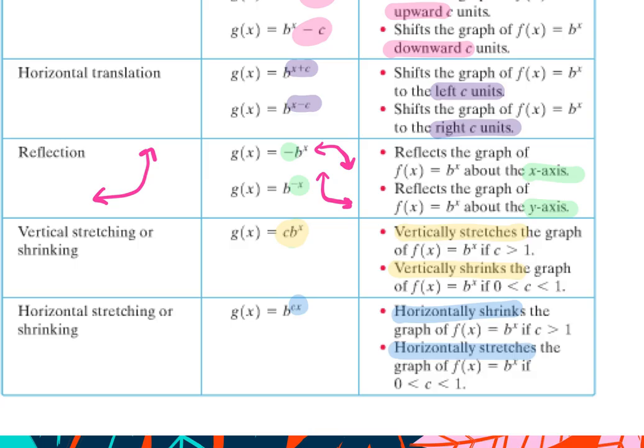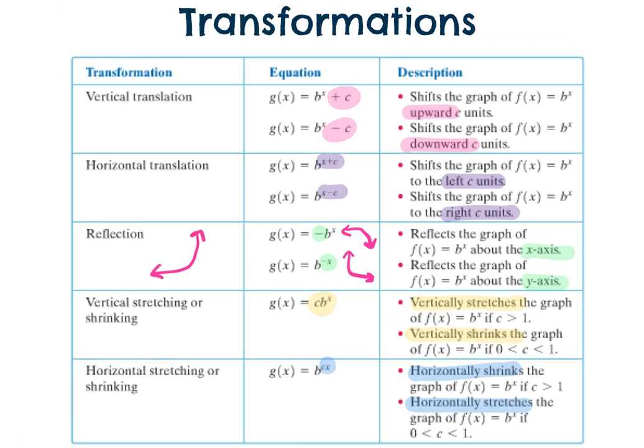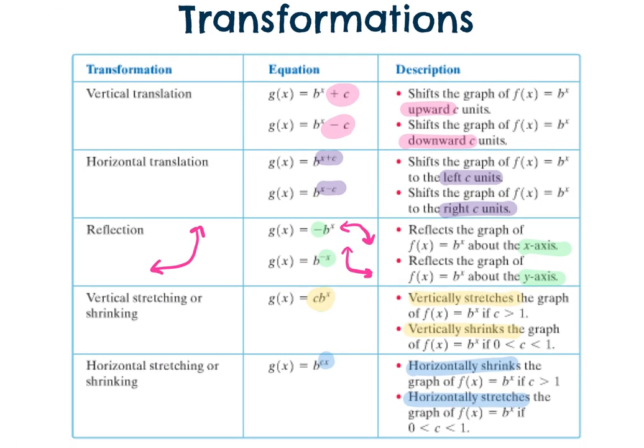I would say don't worry too much about the vertical stretch and shrink, because you can always plot a point to see what's happening, but you definitely want to understand your shifts. And remember that the vertical shift is what moves the horizontal asymptote.